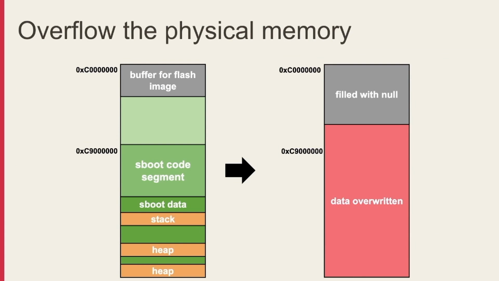What data is stored behind the buffer? They are the secure boot code segment, VSS, stack, and heap. Due to the lack of size check, we can overwrite everything and control the code segment, stack, and heap.